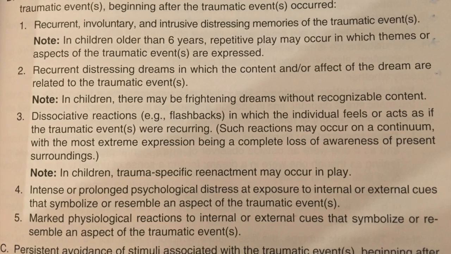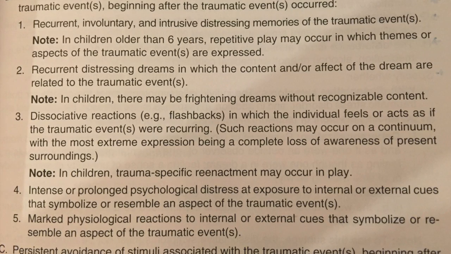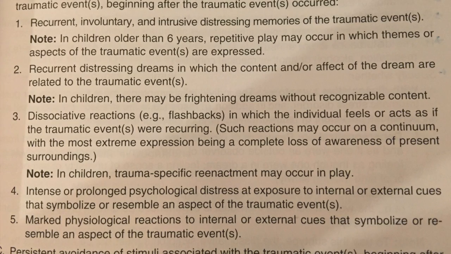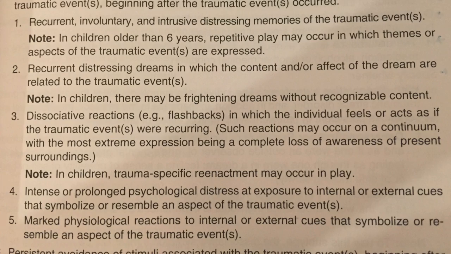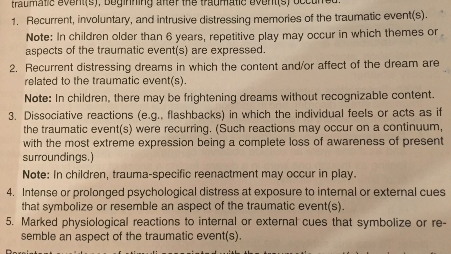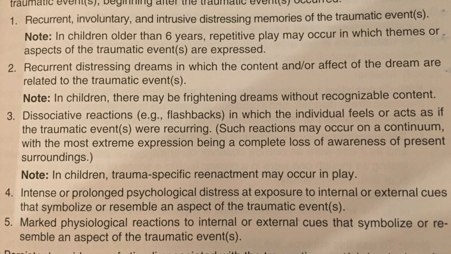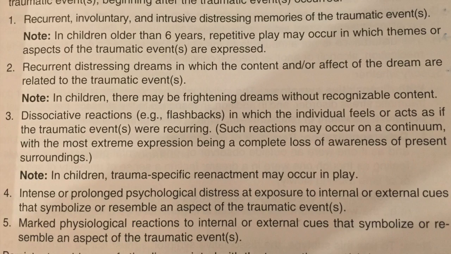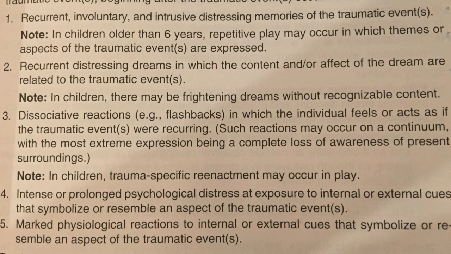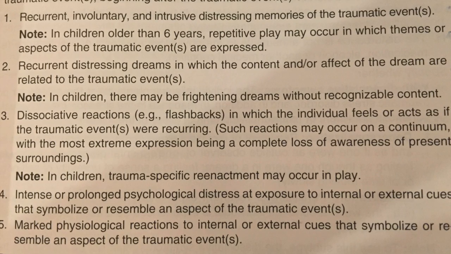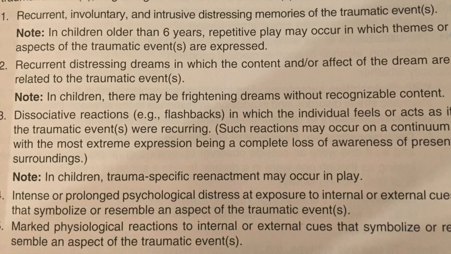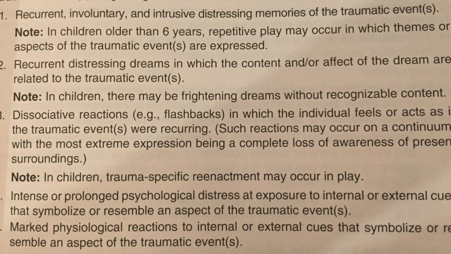Number 2, recurrent distressing dreams in which the content and/or affect of the dream are related to the traumatic event. So that's your nightmares. In children there may be frightening dreams without recognizable content. Number 3, dissociative reactions, for example flashbacks, in which the individual feels or acts as if the traumatic event or events were recurring. Such reactions may occur on a continuum, with the most extreme expression being a complete loss of awareness of the present surroundings. In children, trauma-specific reenactment may occur in play.